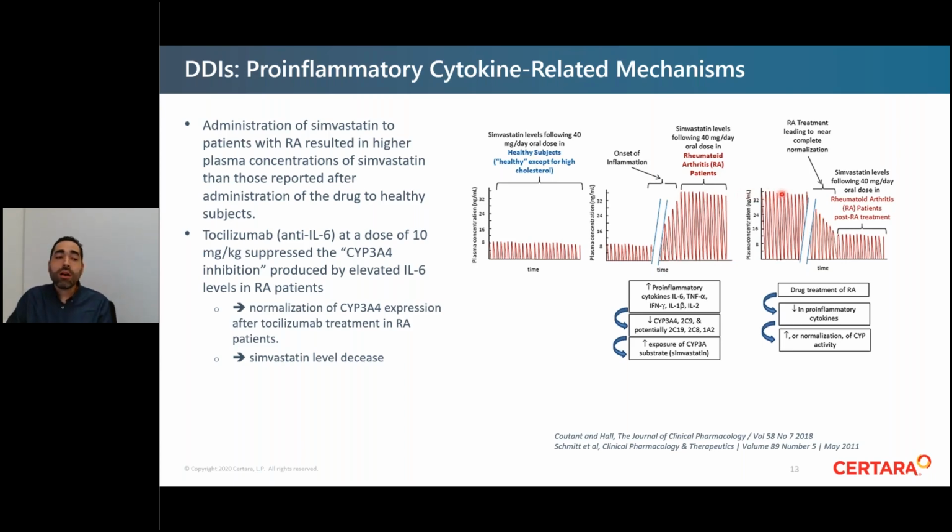Now, if those patients are treated for their inflammatory conditions using drugs such as tocilizumab, an anti-IL-6, this drug will lower the pro-inflammatory cytokines and then will normalize the CYP activity, and this will result in simvastatin levels returning to levels close to what we observed first in the healthy subjects.